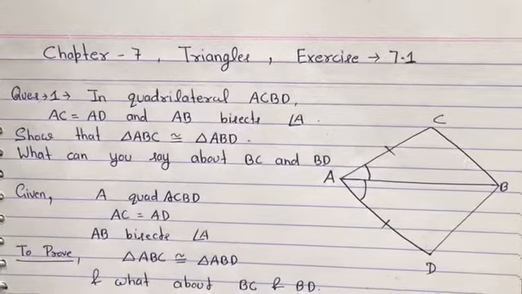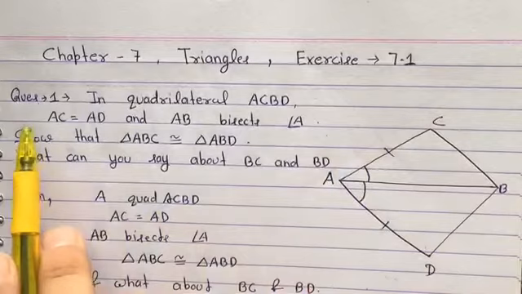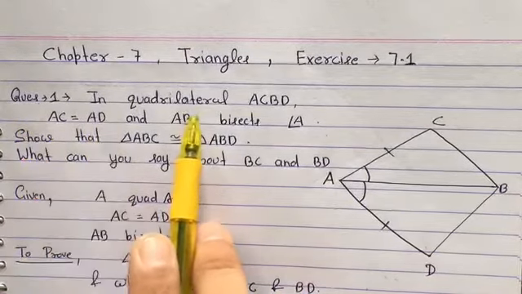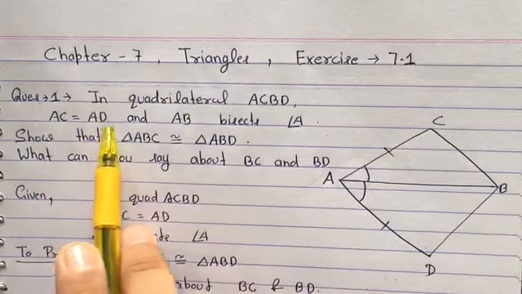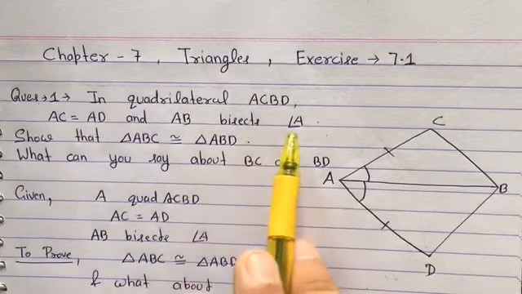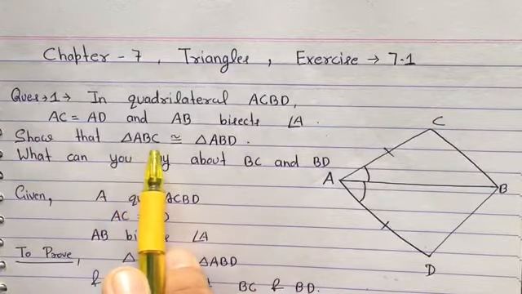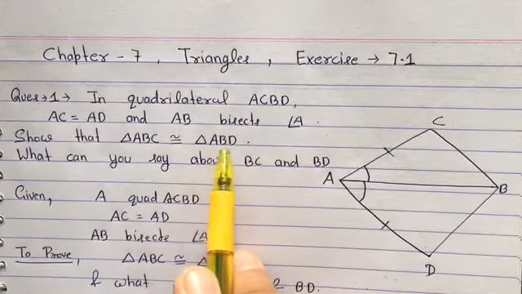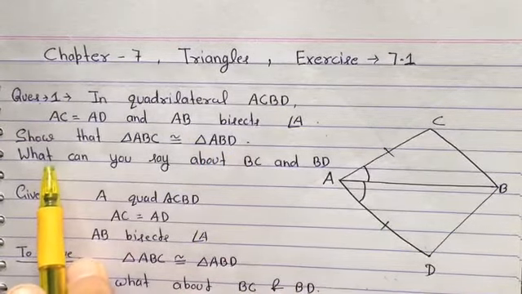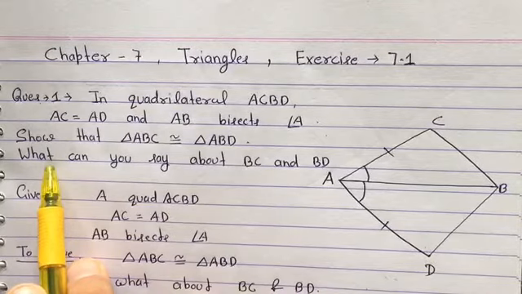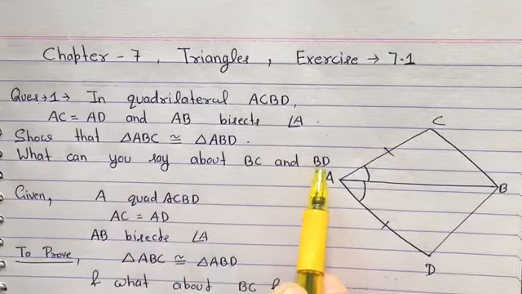Okay, so today we are going to start exercise 7.1, and in this exercise our first question is: in quadrilateral ABCD, AC is equal to AD and AB bisects angle A. Then we have to show that triangle ABC is congruent to triangle ABD. And the question is also asking what can you say about BC and BD.